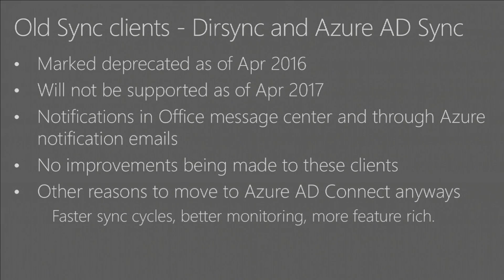But the reason we mentioned this is we marked these deprecated, and we're targeting April 2017 to actually cut support for these, right? And we've been sending our notifications through the Office 365 Notification Center, through Azure notification emails, to get customers to upgrade to Azure AD Connect. But it's not only because of this deprecation notice that you ought to be thinking about upgrading to Azure AD Connect. Azure AD Connect is the one tool set that we're going to focus our innovation on going forward. So a lot of the capabilities that Andreas and Ross will talk about today are being delivered only in Azure AD Connect. So if you want all those goodies, you need to transition to Azure AD Connect.